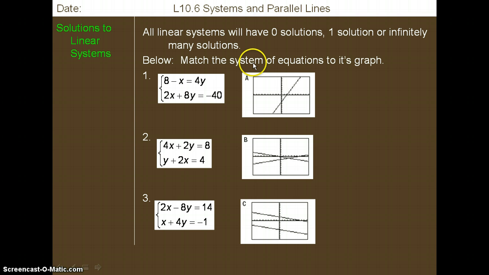In the graph, we can actually see 1 solution, 0 solutions with no intersection. And the graph of A is a little bit tricky. In the graph of A, there are infinitely many solutions because both equations are graphed in the exact same spot. So if you could right now, please match the system of equations to its graph based on what you see in the equation.